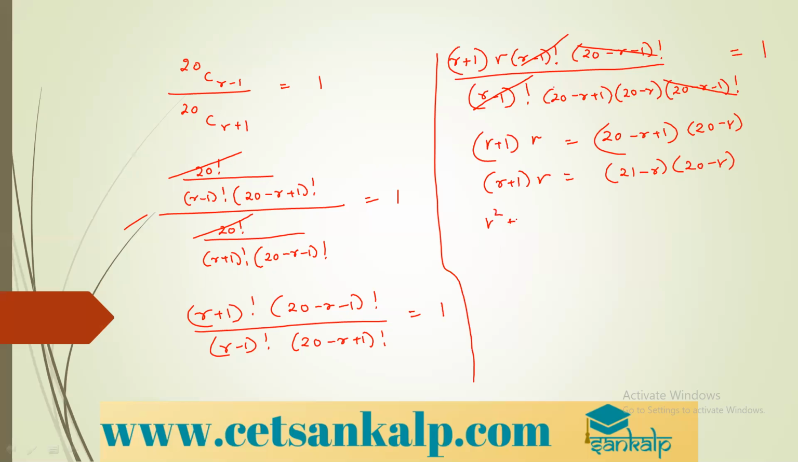I can write r squared plus r equal to 420 minus 21r minus 20r plus r squared. The r squared will cancel. So I will have 41 plus 1, 42r equal to 420, r equal to 10. In this way, they asked us to find the value of r and we got r is 10.